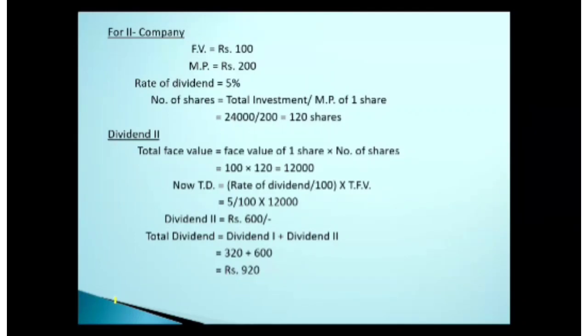Yes, so this is how the problem has to be done when the two companies are interrelated to each other by the same person who is selling the share from the first company, and whatever amount he obtains, that has been invested in the second company to purchase the share. So using that, we obtained the number of shares to be 120 for the second company, and the overall dividend is coming to be rupees 920.